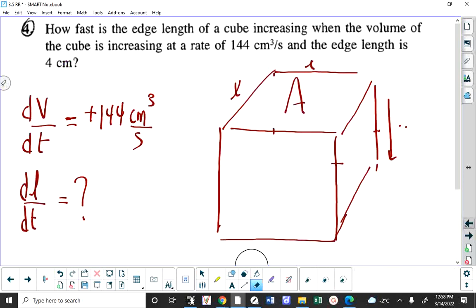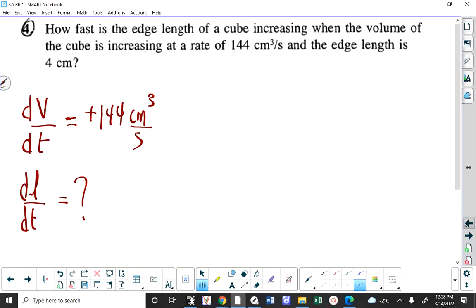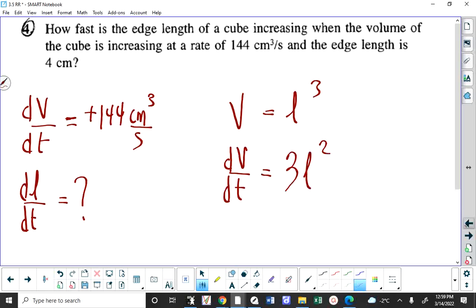All right, so the volume is equal to L cubed. Now we're ready to differentiate. dV/dt equals 3L squared. That's how you differentiate L cubed. But then we need to multiply by the derivative of L, which is dL/dt. And the hard work is basically done here. Now you need to start putting numbers in. We were trying to find dL/dt.